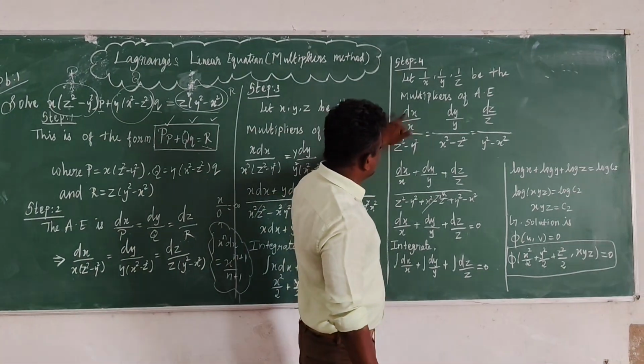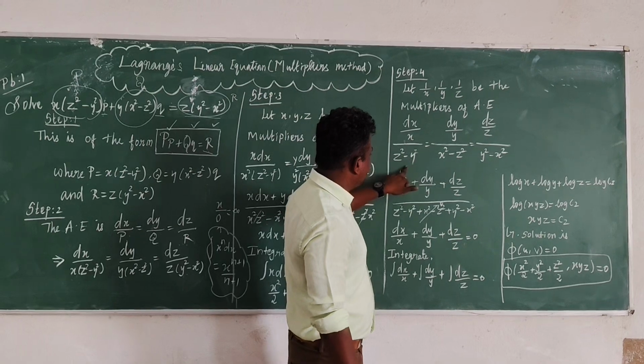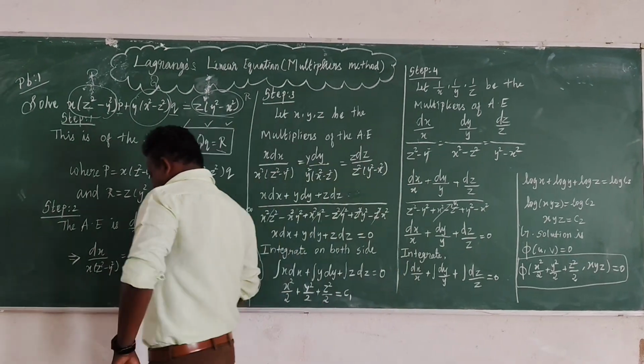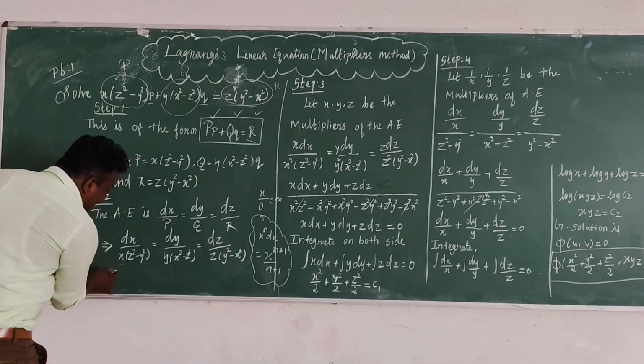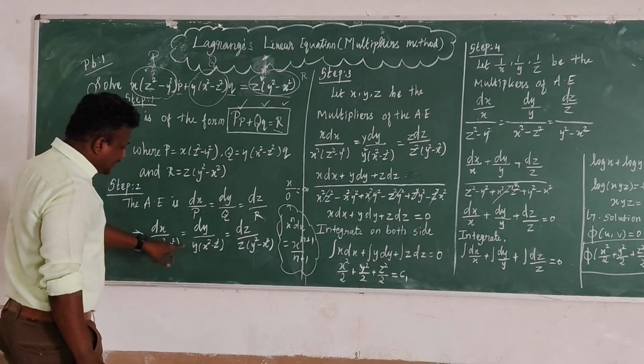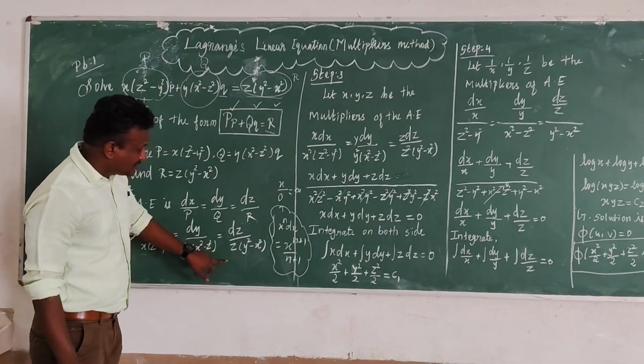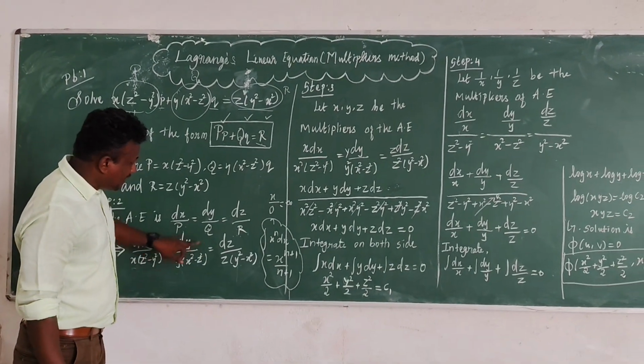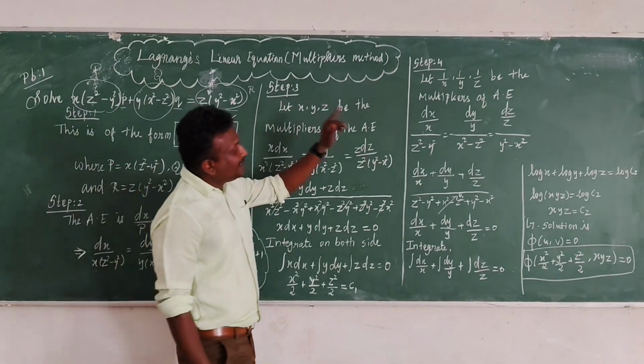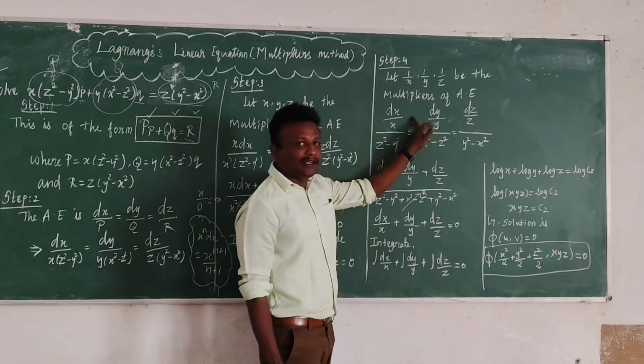So after dividing, dx becomes dx by x, since x is divided by x. This x will be cancelled, right? Similarly here y will be cancelled, here z will be cancelled, and you will have dy by y and dz by z only in the numerator. So that I have written here, right?